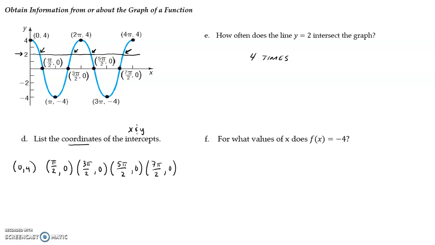And for part F, for what values of x does f of x equal -4? So remember that f of x is the same thing as a y value. Okay, so they're telling us our y value is -4, and they want to know what are the x values when this occurs. Okay, so we have 2 points down here. Both of these points have a y value of -4. So x is going to equal pi and 3 pi for part F.